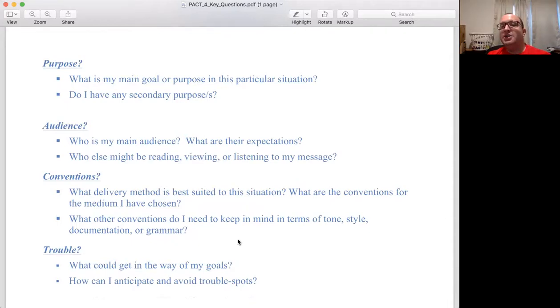But let's say you're writing instructions, right? Instructions have very precise conventions. You have to write in an imperative voice, commanding the reader to do something. The convention is you have to write in very simple, concise language. If you're doing an argumentative research paper in English 101, the convention is to have a thesis, to back up your thesis with evidence. So each assignment that you do will have conventions to it.